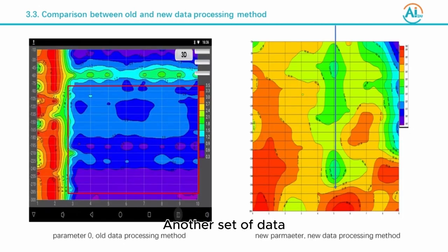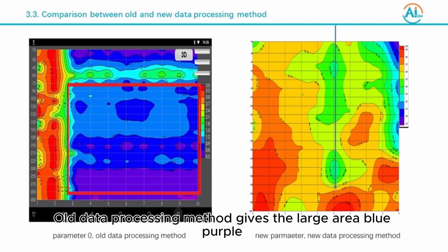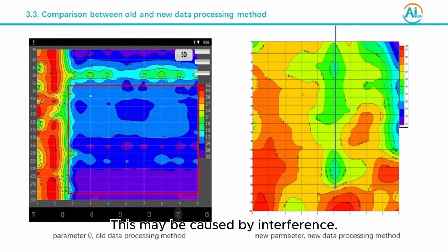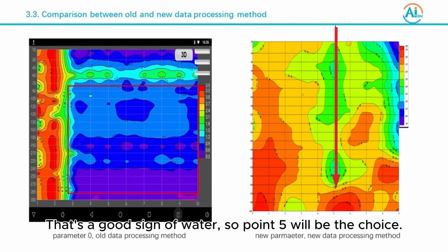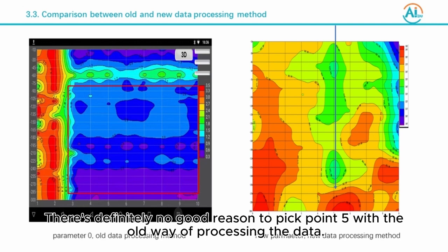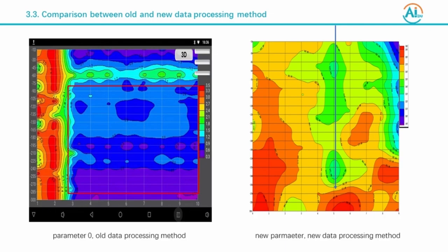Another set of data. The old data processing method gives a large area of blue-purple. This may be caused by interference. We are unable to determine where to drill, but the new way is much clearer. It shows a distinct spot with low resistance at point 5. That's a good sign of water, so point 5 will be the choice. There's definitely no good reason to pick point 5 with the old way of processing the data.